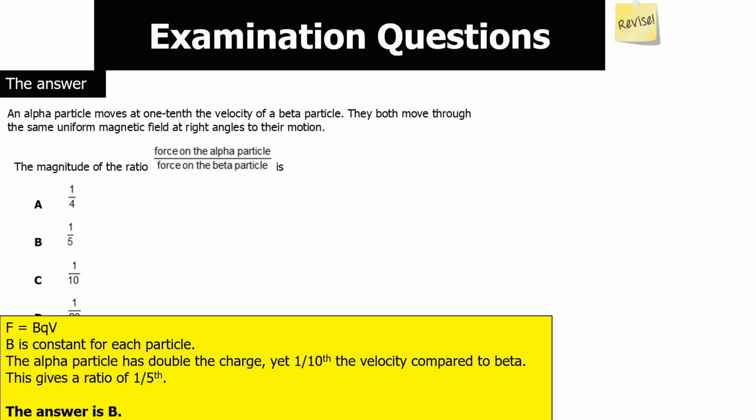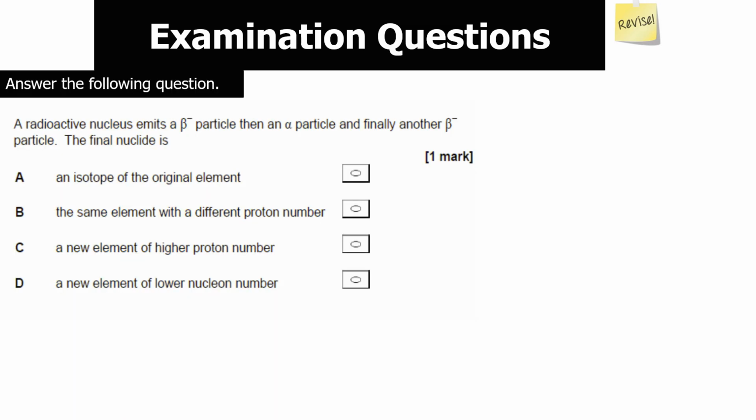So therefore we've got a ratio of 1/5, so therefore the answer is B. Now, a radioactive nucleus emits a beta minus particle, then an alpha particle, then finally another beta minus particle. So the final nuclide is what? So pause the video now, then unpause the video when you want to go through your answer.